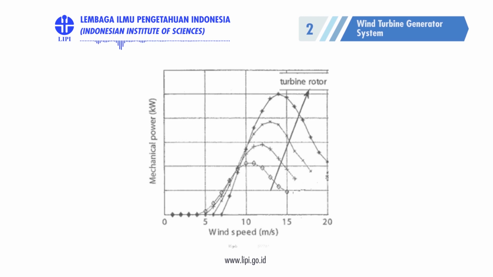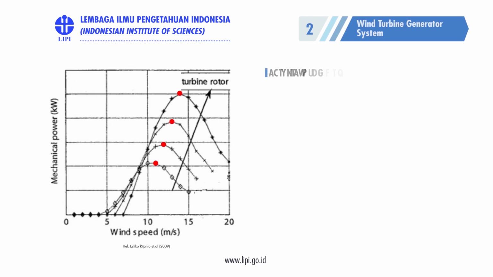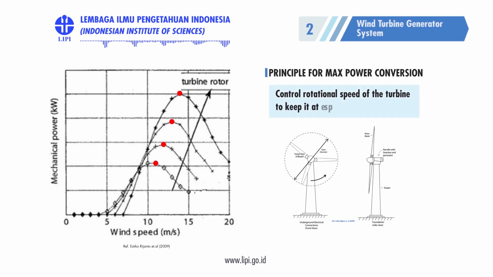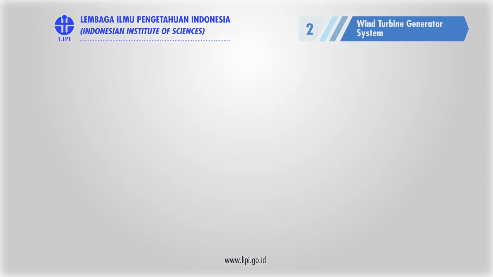Let's pay attention to this relationship between power of wind turbine and wind speed. Our method relies on this power versus wind speed curve. Here we see that there exists a maximum power point for every wind speed. Therefore, the principle is to control rotational speed of the turbine. By doing so, we can keep it at the maximum power point.